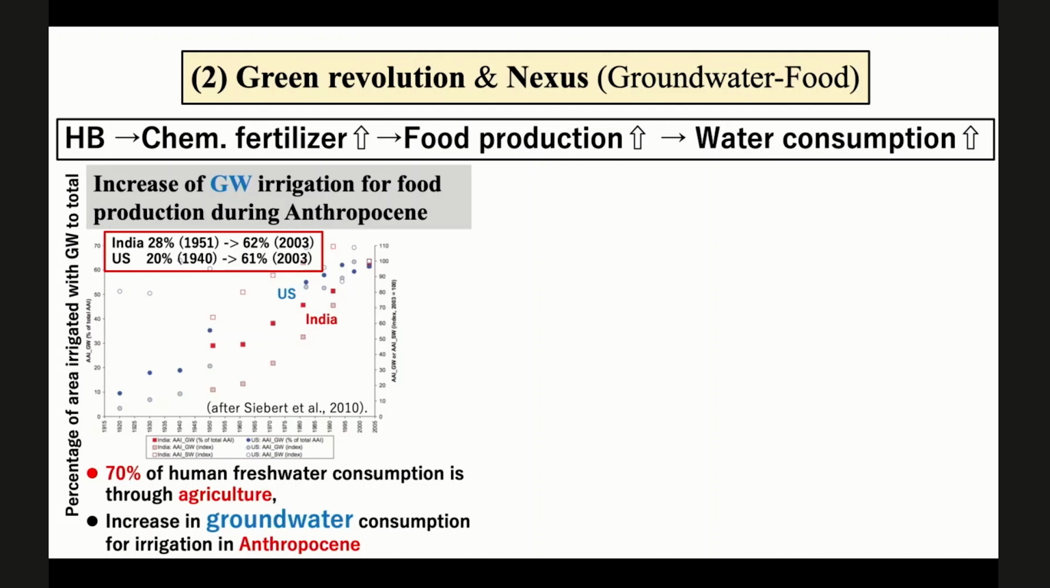You can see in the left figure how much groundwater irrigation for food production increased during the Anthropocene. The percentage of the area irrigated with groundwater to the total increased rapidly after 1950, particularly in the US and India. So an increase in groundwater consumption for irrigation in the Anthropocene was found.